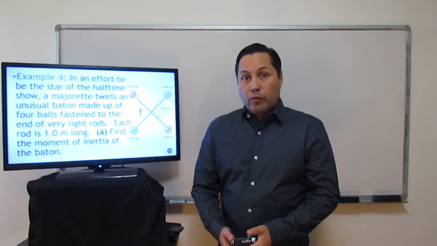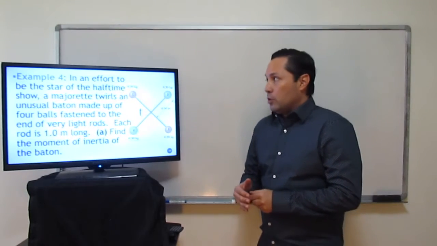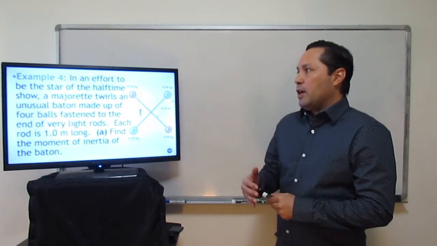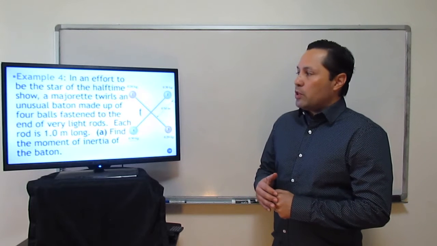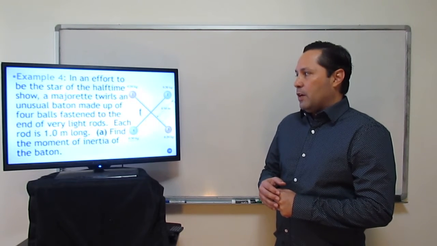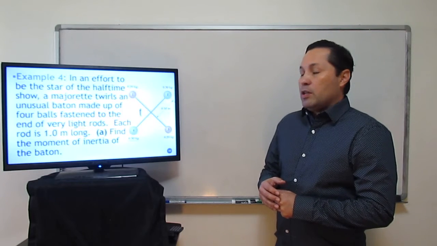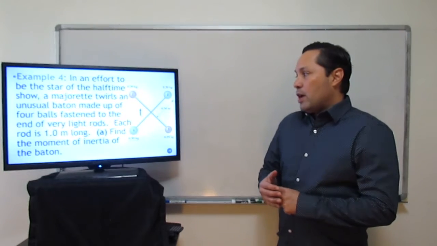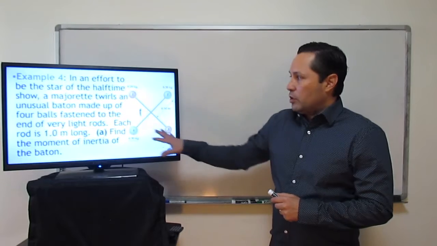Let's take a look at example 4. Here we're asked the following question. In an effort to be the star of the halftime show, a majorette twirls an unusual baton made up of 4 balls fastened to the end of very light rods. Each rod is 1 meter in length. So they ask you to find the moment of inertia of this baton.